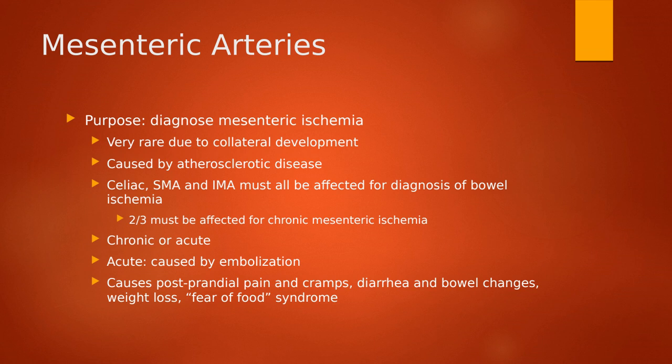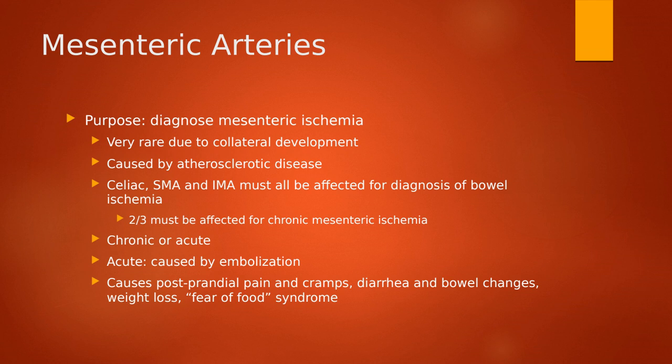So mesenteric ischemia is going to be very rare because we do have a lot of collateral pathways within our abdomen. So true mesenteric ischemia is going to be rare. Typically going to be caused by atherosclerotic plaque getting lodged in these small arteries. Our celiac, SMA, and IMA must all three be positive for mesenteric disease in order to get a true diagnosis of bowel ischemia, because of all of the collaterals from these vessels.